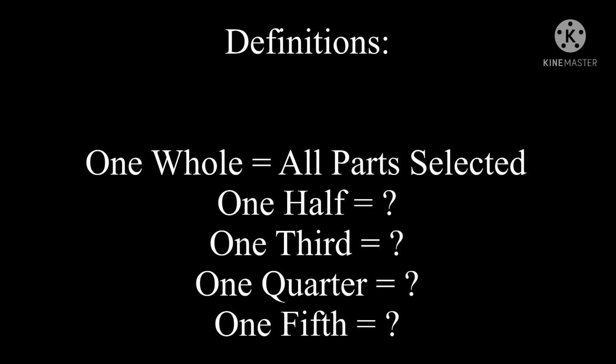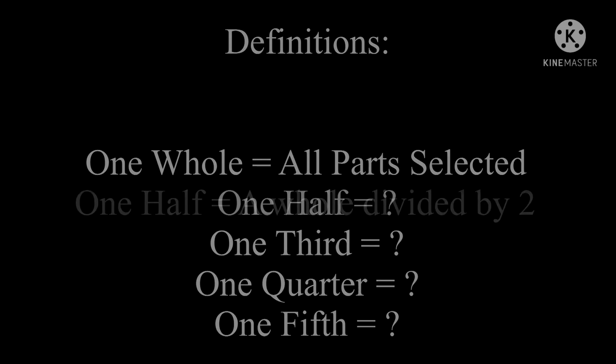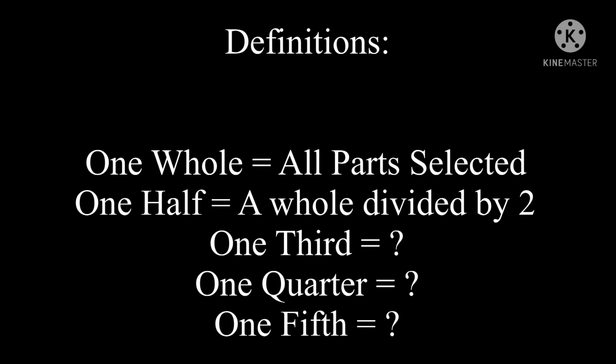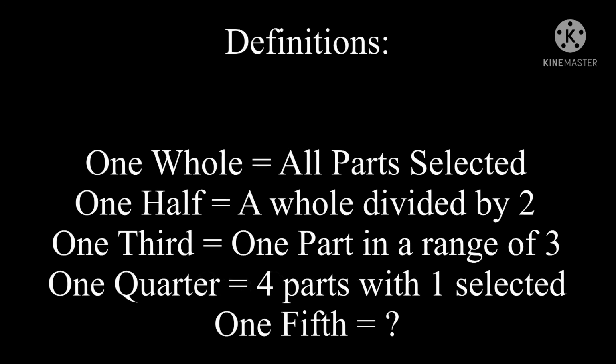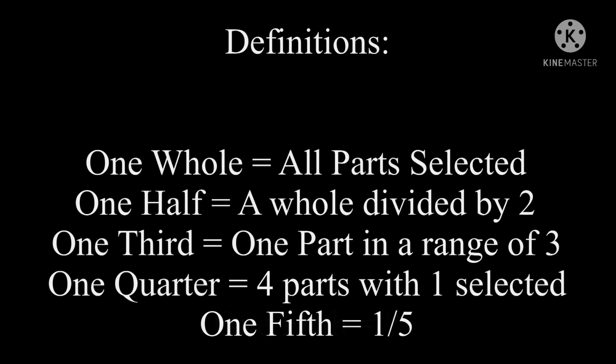So, what is one half? One half is 2 times smaller than a whole. One third is one part selected, and in total there are 3 parts. We just talked about what is one quarter: one part selected out of 4 parts in a whole. It is the same as one third. And one fifth works the same way as quarters and thirds. One fifth is when the whole has 5 parts, but only one is selected. If there are 2 fifths, then 2 are selected.